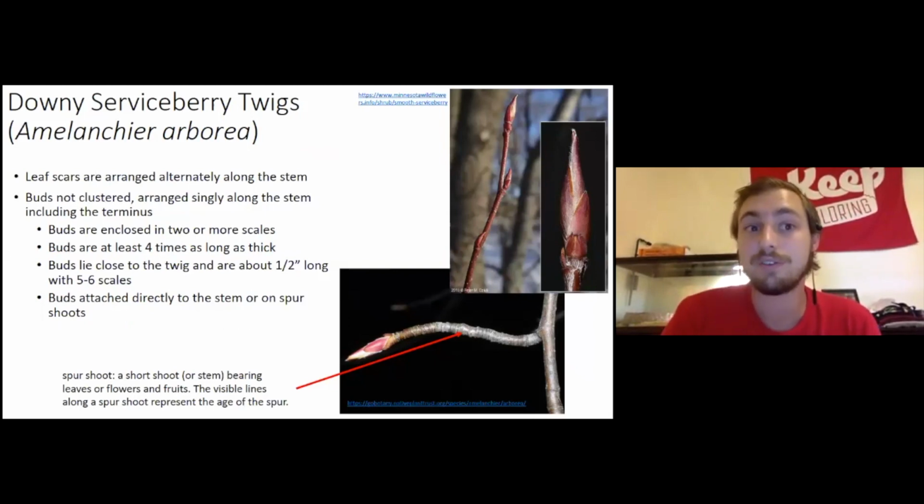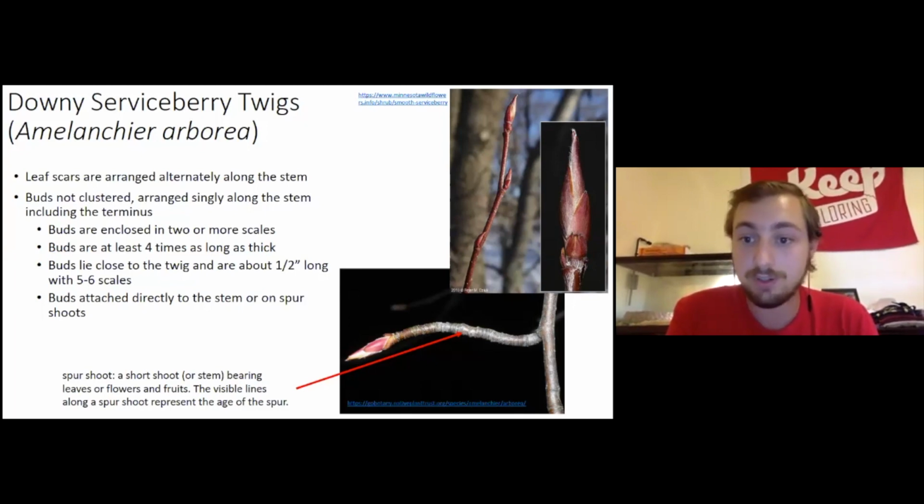So this serviceberry is most generally single-stemmed, looking like a tree, but again, not reaching full mature height. Whereas some of our other serviceberries are more shrubby, having multi-stems and not reaching as tall as our Downy serviceberry. Before its twigs, its leaf scars are arranged alternately along the stem. The buds are arranged singly along the stem, and sometimes they even exist on spur shoots.